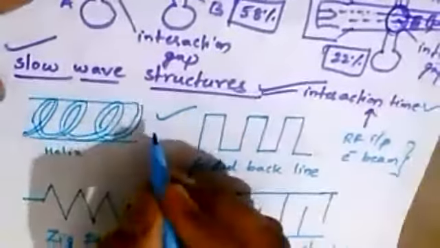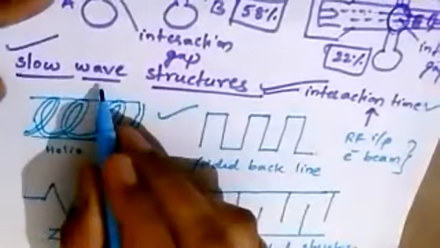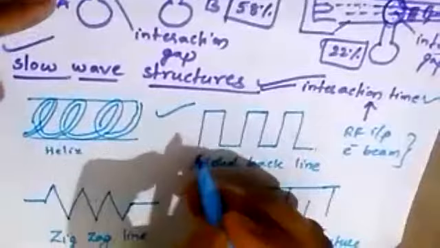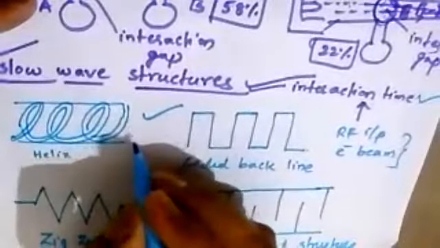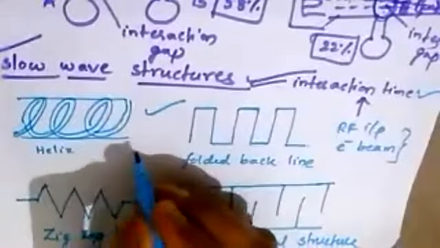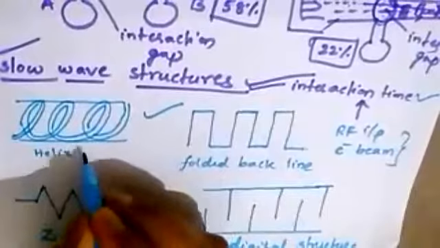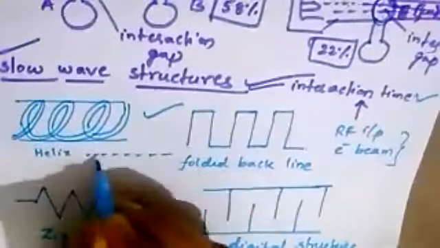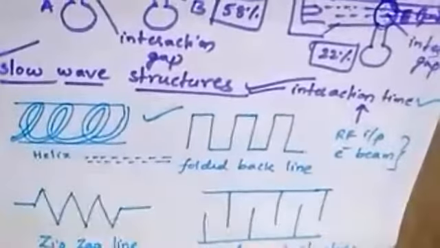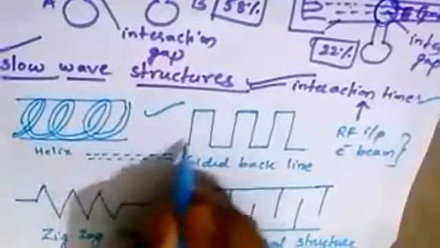Okay, so the main intention of using slow wave structure is that we can avoid dispersion of the electron beam. The main intention is that the electron beam will keep on moving over here. So this electron beam should not deviate or disperse.